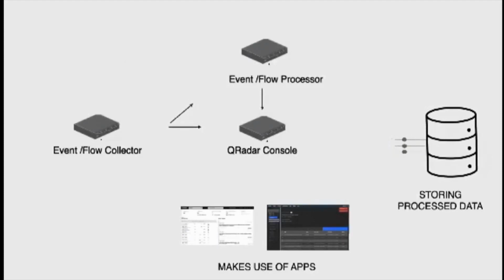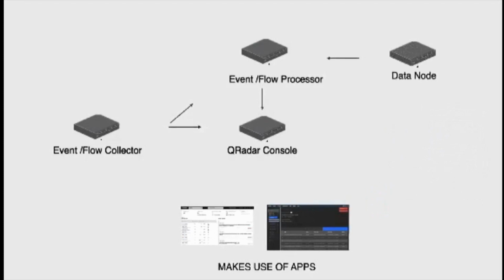The next component is to add data node, which would further enhance the capabilities of event processor or flow processor by storing and processing data. Data nodes enable new and existing QRadar deployments to add storage and processing capacity on demand as required. Data nodes help to increase the search speed in deployment by providing more hardware resources to run search queries on.